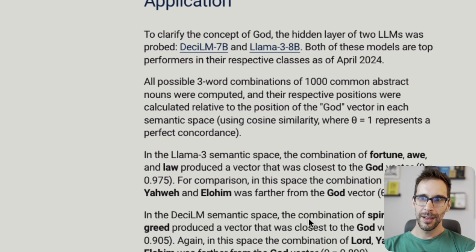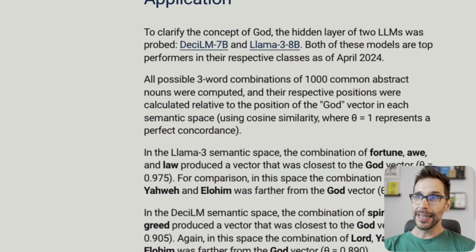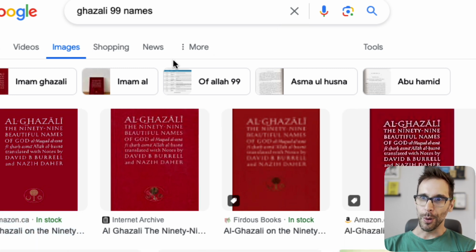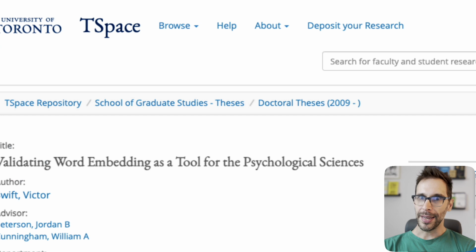Any more than, I mean, this falls way short of something like the 99 names of God. You know what I'm talking about? Hold on, I'll pull it up. See this? Al-Ghazali, the 99 beautiful names of God. Why would you not just get the 99 beautiful names of God from Al-Ghazali instead of the 3 or 6 or 7 or 8 quote unquote vector conceptual elements of the vague notion of God from the LLM analysis?